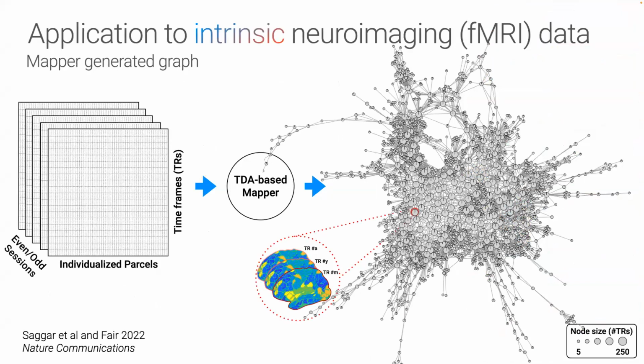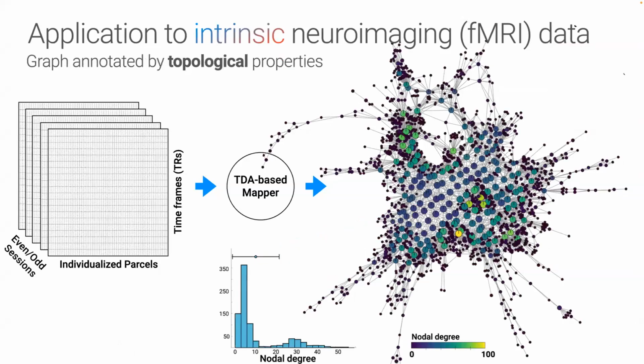So we again applied this: we took 5 hours of data and split it into 2 halves, 2.5 hours each of resting state, for validation, even session versus odd session. And then you get a much denser Mapper graph, because now we have 5,000 points rather than the 1,000 points we had earlier. Again, the points are similar in spatial activity, so they're individual timeframes. And now, how do you color them? There are multiple ways.